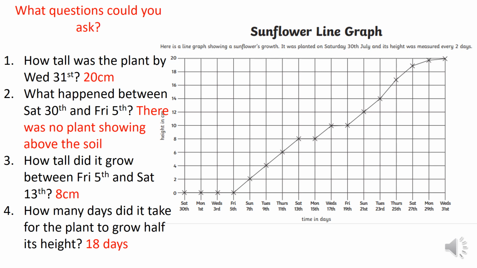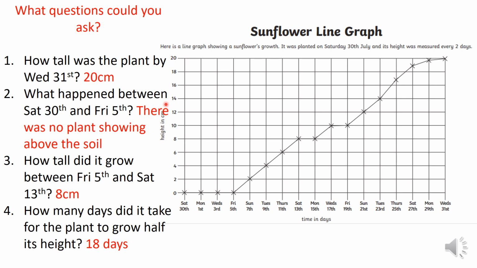Let's look at question 1. How tall was the plant by Wednesday the 31st? So I go along to Wednesday the 31st, I go up my graph, that's where the point is, and I go across. And this tells me it was 20 centimetres by Wednesday the 31st.